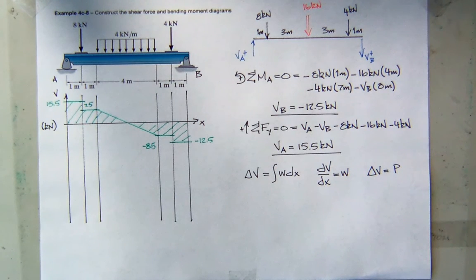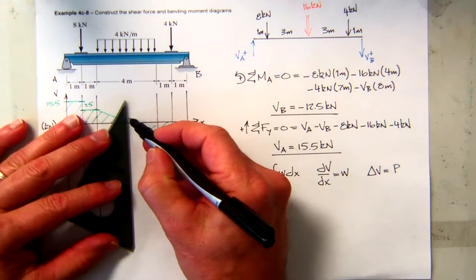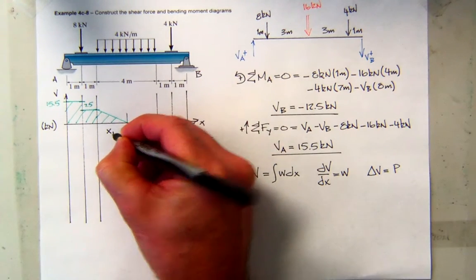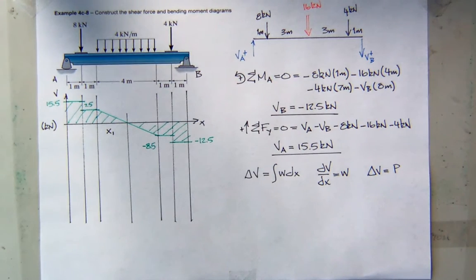Great, isn't it? Anything unique happen with our shear diagram? You crossed the line. So where did we cross the line? What distance x1 did we cross the line? Halfway in the middle of that.